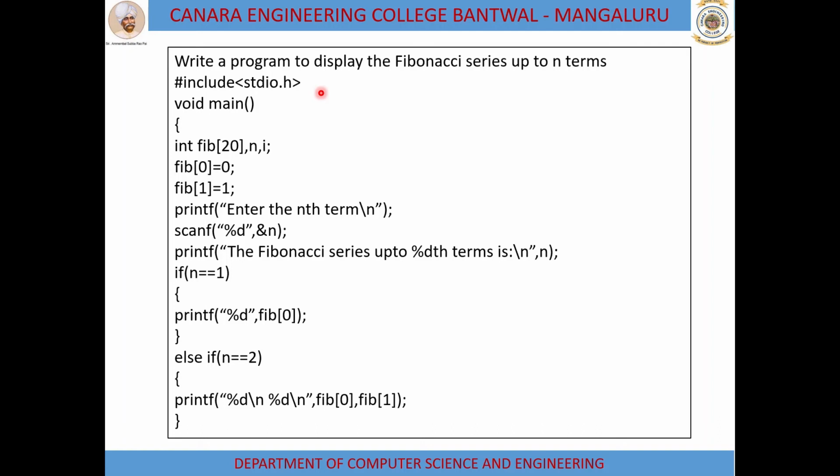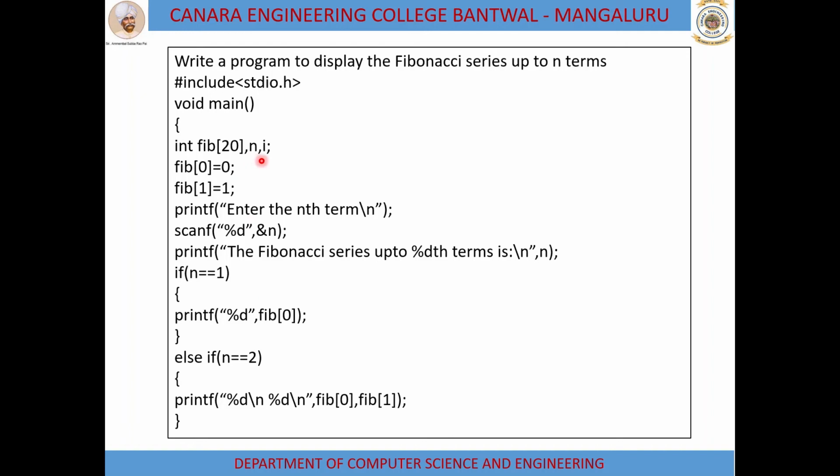Now what exactly is the Fibonacci series? In the Fibonacci series, the first number is 0 and the second number is 1. The third number is computed by adding the previous two numbers, that is 0 plus 1, so the third number is 1. Similarly, any nth Fibonacci number we can compute by adding the n minus 1th and the n minus 2th Fibonacci numbers. Previous two numbers we add, we get the current nth Fibonacci term. So we are supposed to accept the nth term and then display the Fibonacci series up to n terms.